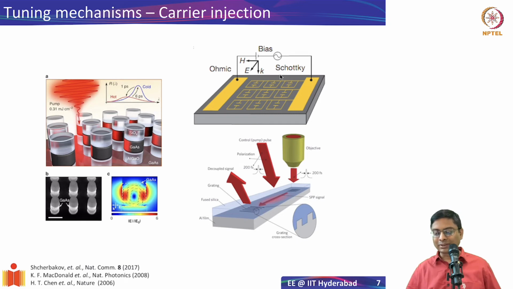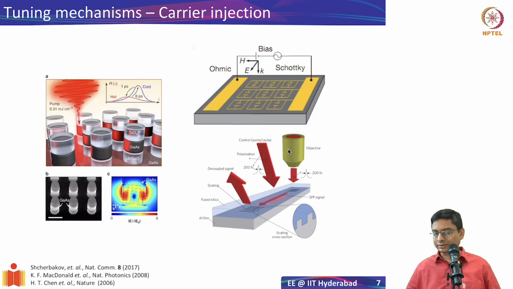And the important fact here is that when you shine light, you're creating electron hole pairs. So this is a non-equilibrium situation. After some time, let's say in the range of a few tens to hundreds of picoseconds, the carriers will relax back and this effect will vanish. But in that short time frame, we can introduce a change in the resonance. All right.